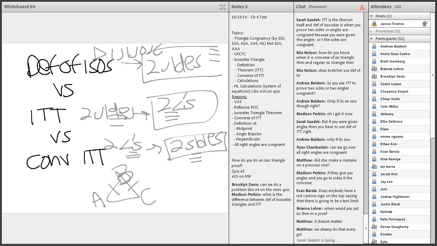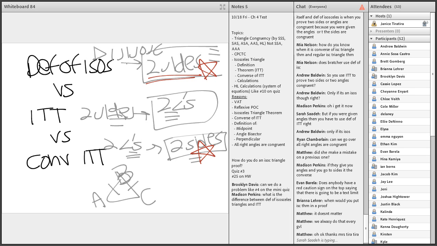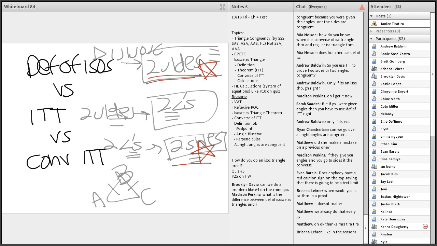So each one of these has a different given, but two of them, this one here and this one here, have the same ending. So just be careful. It's what's given. If you're given something is isosceles, you can use definition of isosceles, or something like two angles are congruent, then you can use converse of ITT. Sure.